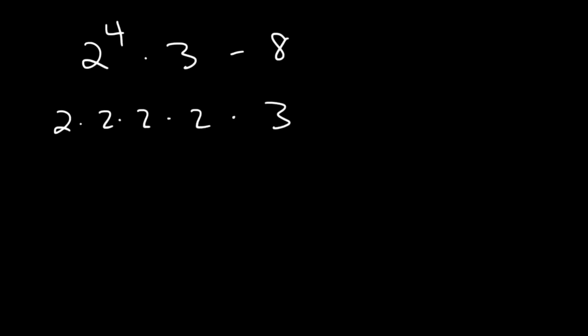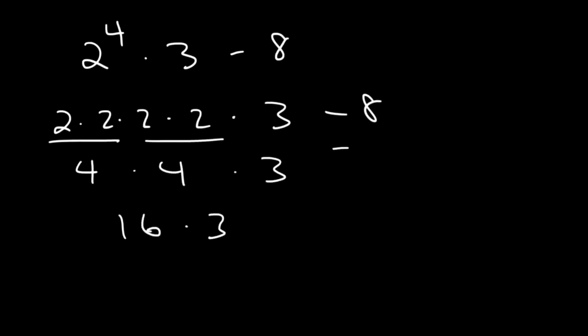Now for our final example, let's try this one. 2 to the 4th times 3 minus 8. So that's 2 times 2 times 2 times 2, 4 times. 2 times 2 is 4, so we have another 4. 4 times 4 is 16. 16 times 3 is 48. 48 minus 8 is 40.